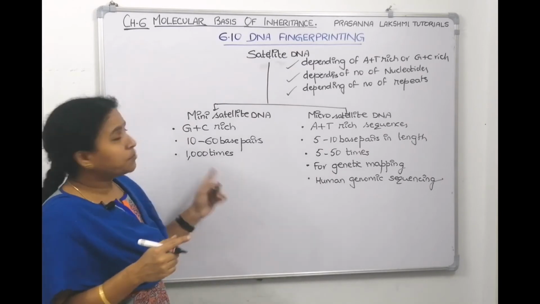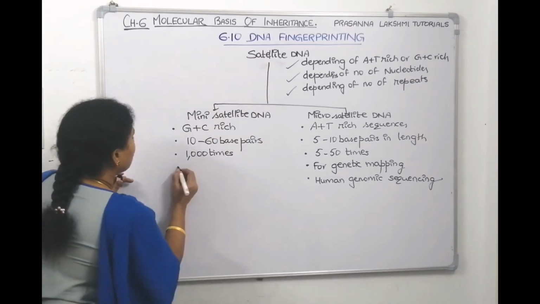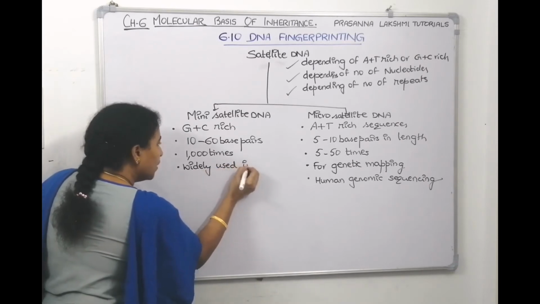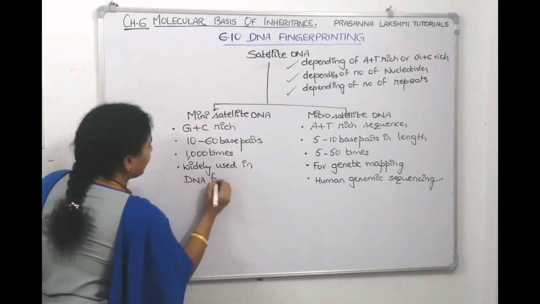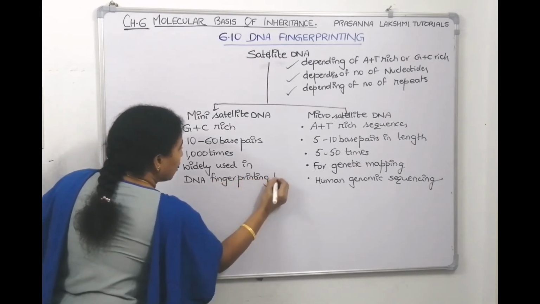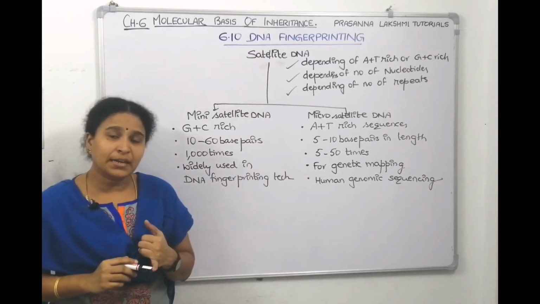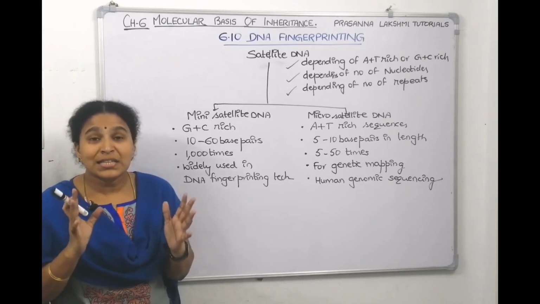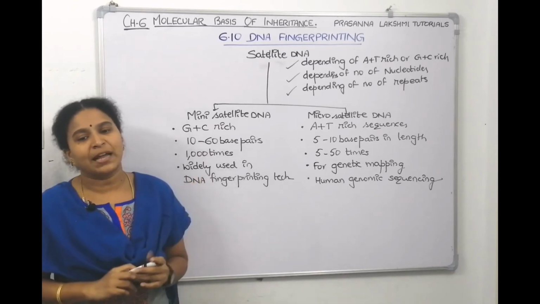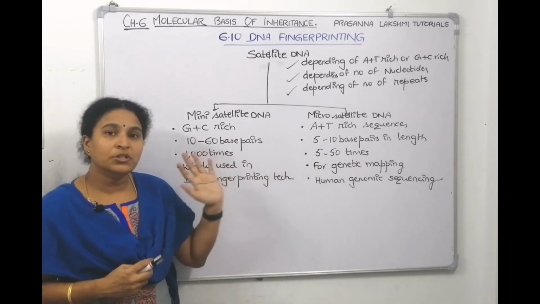And then where do we use mini satellites? Mini satellites are widely used in DNA fingerprinting technology. In the previous board we have seen who developed the technique, and what sequences we are trying to look at: repetitive DNA sequences. How to separate them, and how many types we have seen, right? It is used in DNA fingerprinting technology.